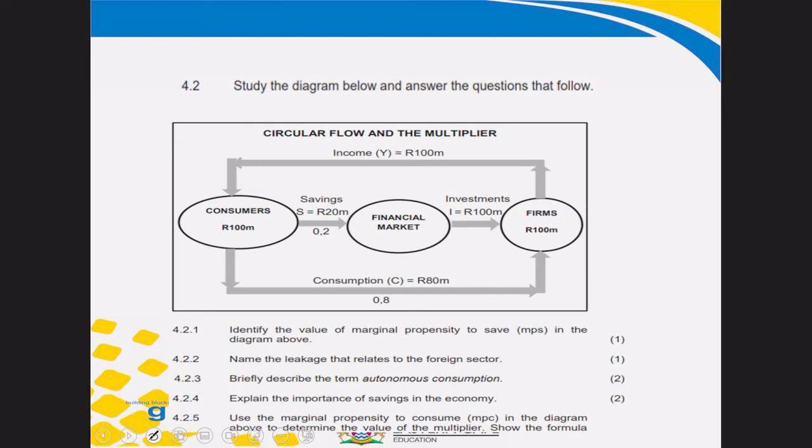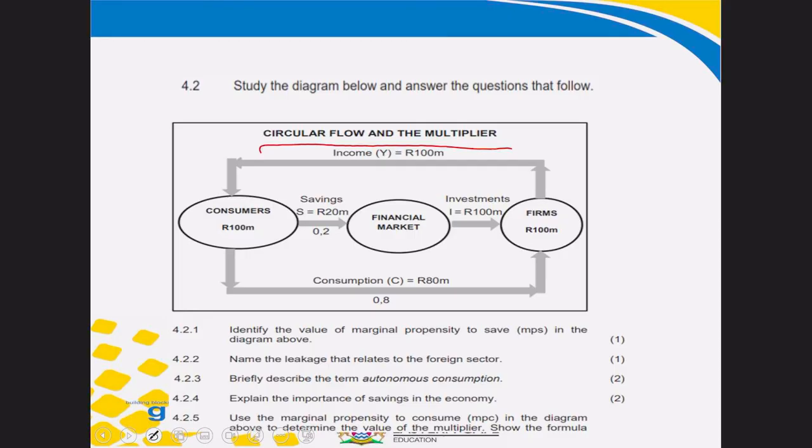Now, the questions will be based on the diagram. Remember, there's a topic there, circular flow and the multiplier. Then it brings to your mind that, okay, we are in topic 1. Now, the first question will be saying, identify the value of the marginal propensity to save in the diagram above.